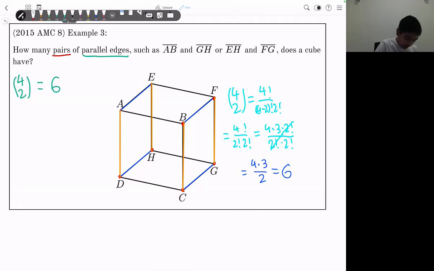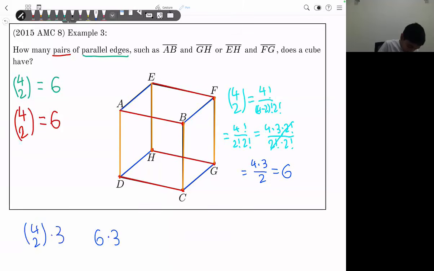And finally, let's look at these red lines right here. As you can see, these red edges I'm marking over here, they have the same property as the blue and orange edges. We can choose any 2 of them to be parallel. So just like earlier, it's just going to be 4 choose 2 is equal to 6 for the red edges as well. So therefore, our total is just going to be 6 times 3, or 4 choose 2 times 3, which is 6 times 3. Because, as you can think about it, all 4 of these edges are parallel, and you choose 2 of them. You can choose 2 of them to actually be a pair.